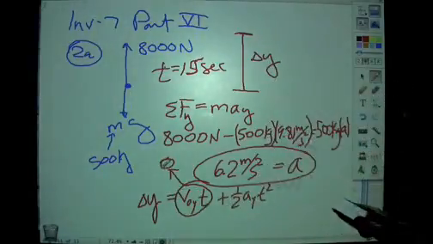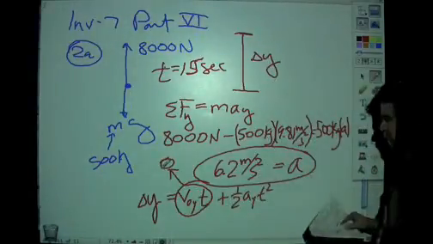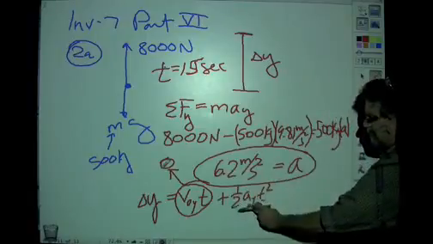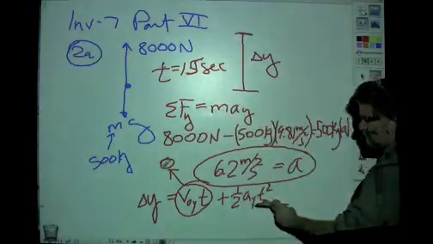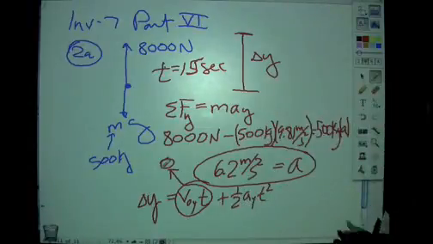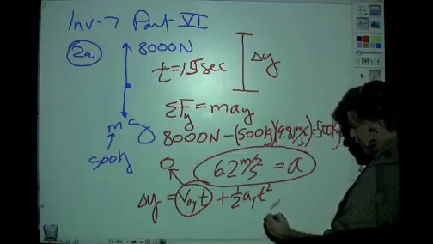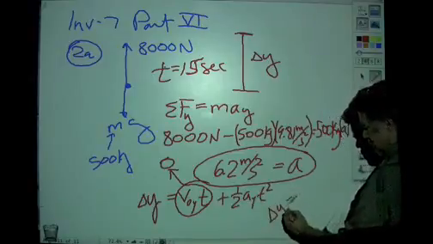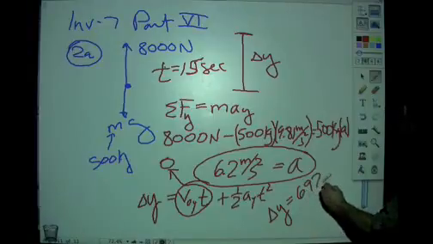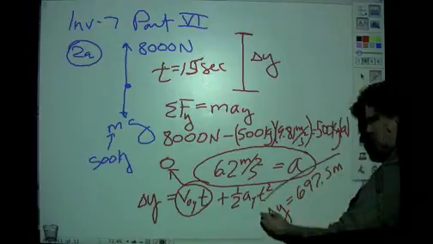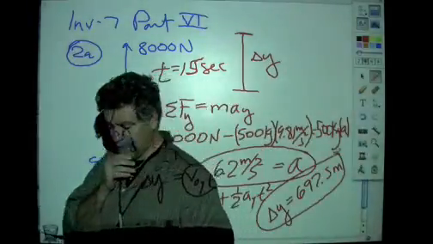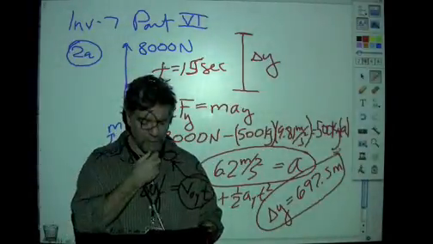So I plug and chug now. I'm going to plug in 1/2, and then I'm plugging in the 6.2 for A. I'll plug in my 15 seconds for T. So that's 225 times 6.2 times a half. And my delta Y will end up being, voila, 697.5 meters. So that thing is going up about a half mile into the air. In that 15 seconds it got a half mile off the ground.